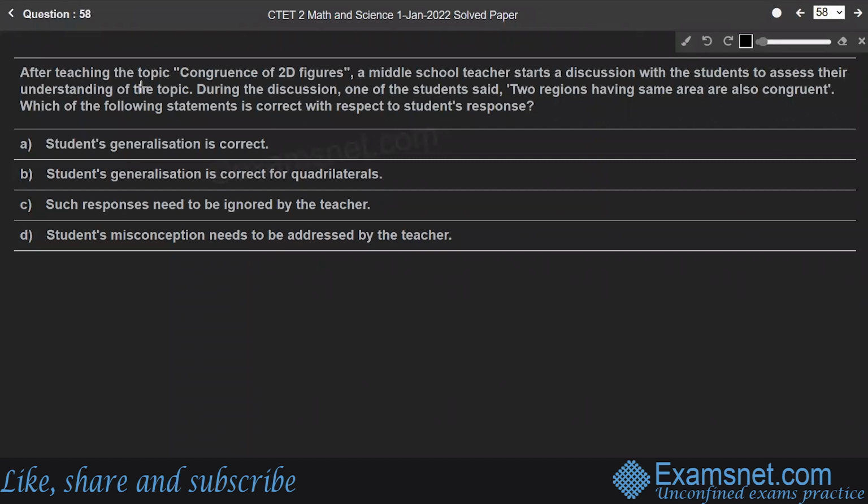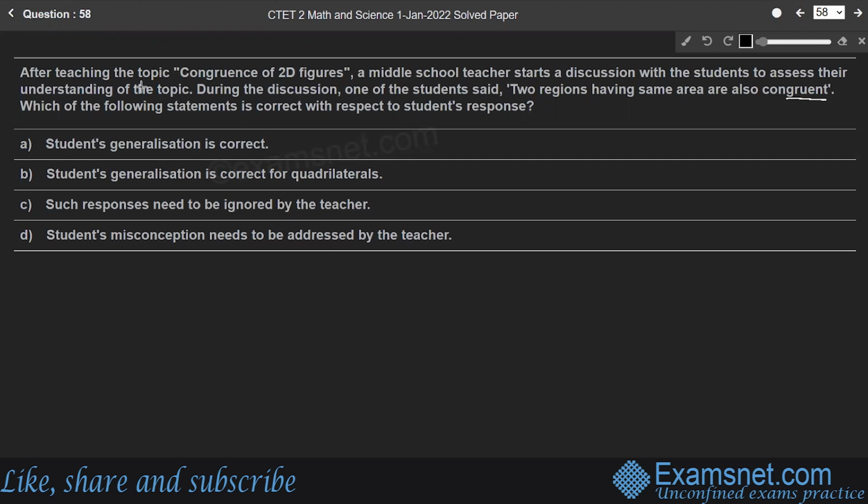Question number 58. After teaching the topic congruence of 2D figures, a middle school teacher starts a discussion with the students to assess their understanding of the topic. During the discussion, one of the students said, two regions having same area are also congruent. Which of the following statements is correct with respect to teacher's response? Students' generalization is correct. Students' generalization is correct for quadrilaterals. Such responses need to be ignored by the teacher. Students' misconception needs to be addressed by the teacher.